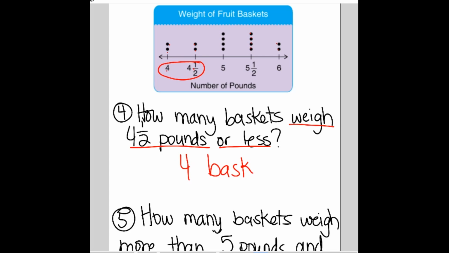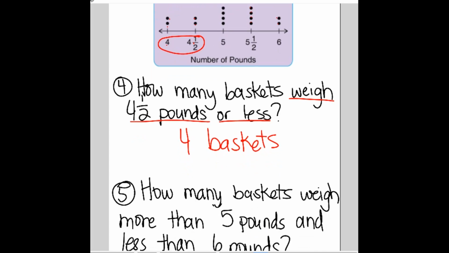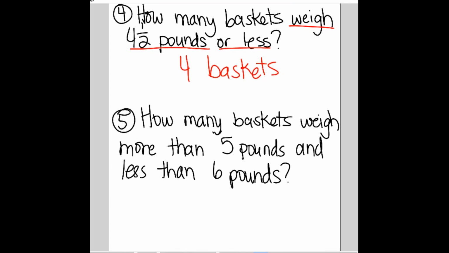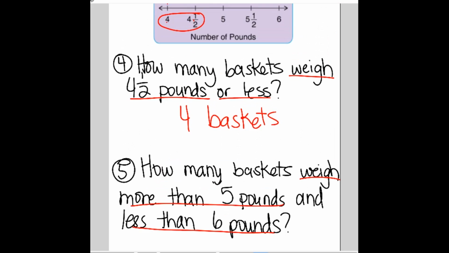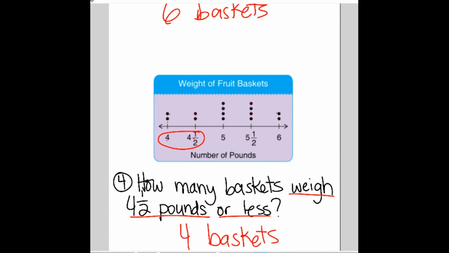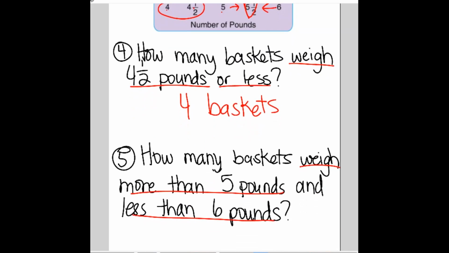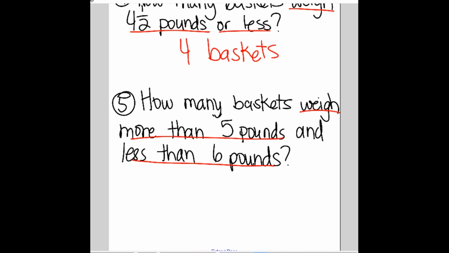All right, and lastly, our question says, how many baskets weigh more than 5 pounds and less than 6 pounds? So it says how many baskets weigh more than 5 pounds, so more, and then less than 6 pounds. So what are these? 1, 2, 3, 4. It's just this part. So it would be 4 baskets, because 5.5 is more than 5, but it's less than 6. It would be 4 baskets.